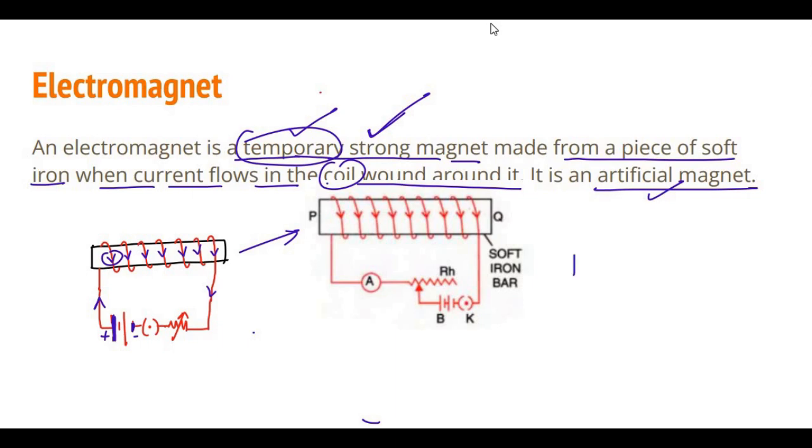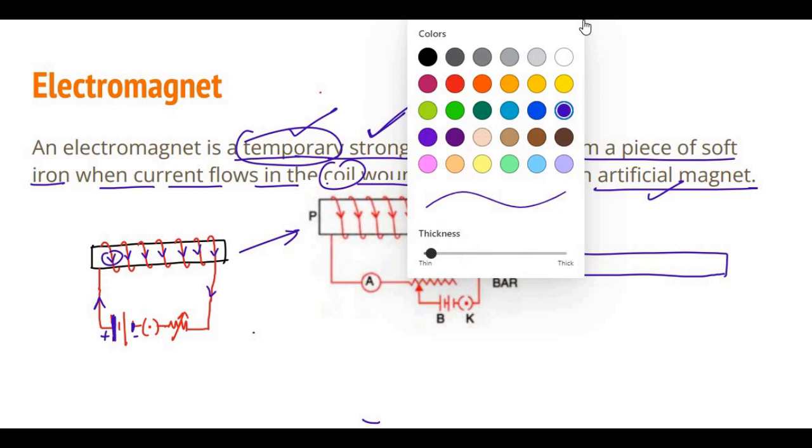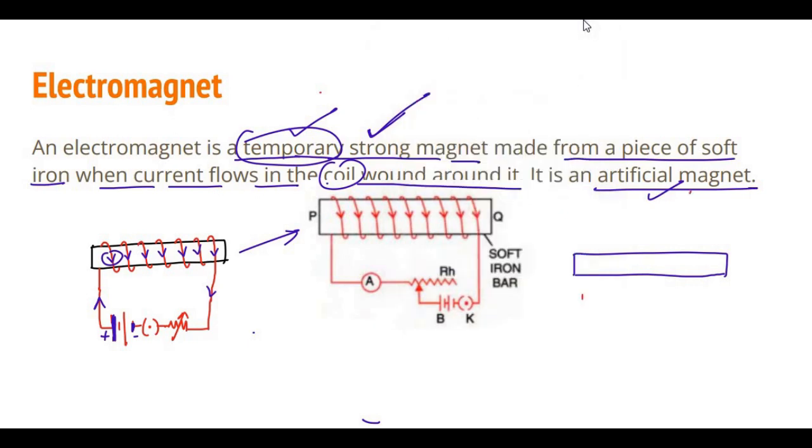Now if you draw the winding in this way, I'll draw a different winding. What am I doing now? I raised it from the front and dropped it at the back.